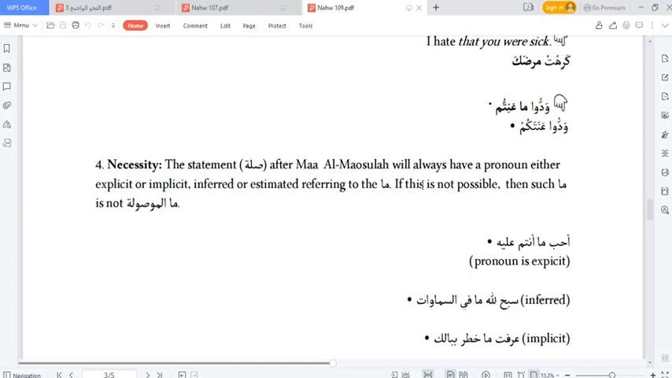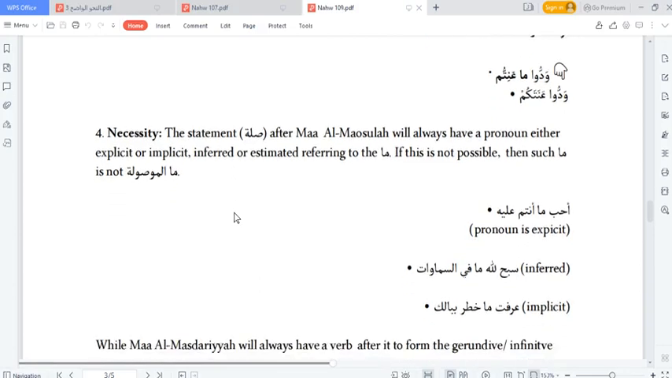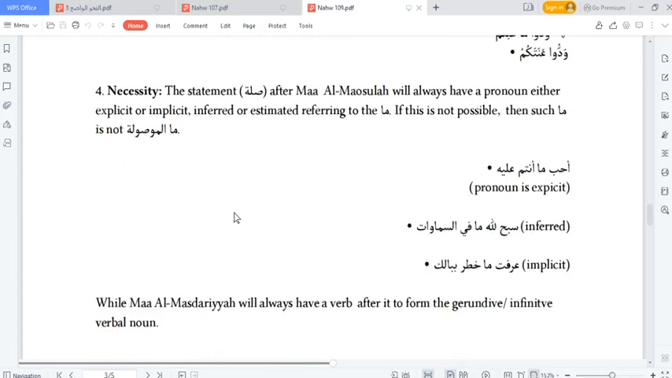So if this is not possible, then such a ma is not ma mausula. The pronoun is very necessary because the domir aidun has a returning domir. So see example. Uhibbu ma antum alayhi. I love that or what you are upon. In this context, the pronoun is explicit. Why? Because this ha is explicit. I hope you get.